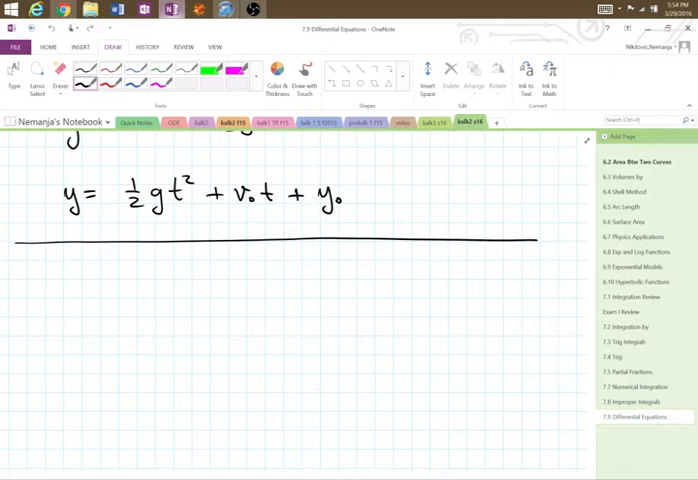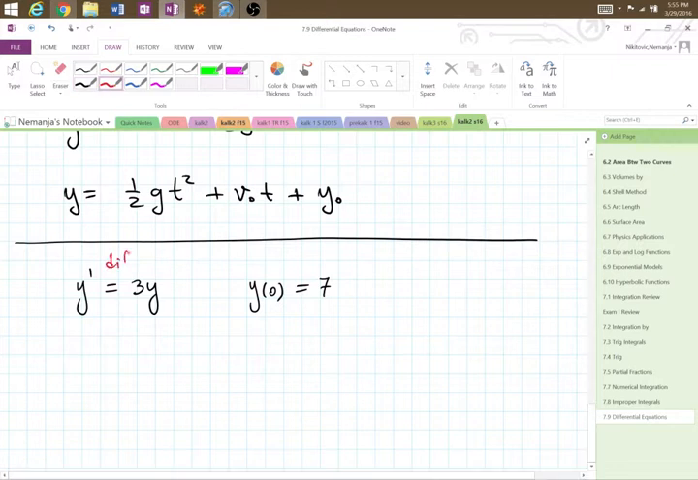Actually, you know what? Let's do simple stuff first, and then we'll go from there. So how about this? Let's say your differential equation is y prime equals 3y, and the initial condition is that y of 0 is equal to 7. All right, that's it. So over here, this is your differential equation. We said the differential equation is the equation that has a function and its derivatives. And we also have the other one, which is y of 0 equals 7, which is our initial condition.